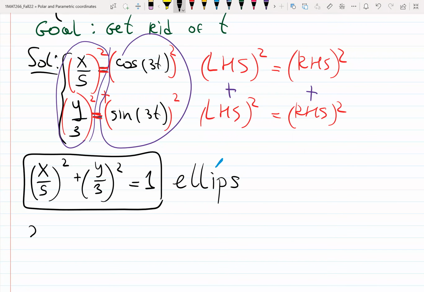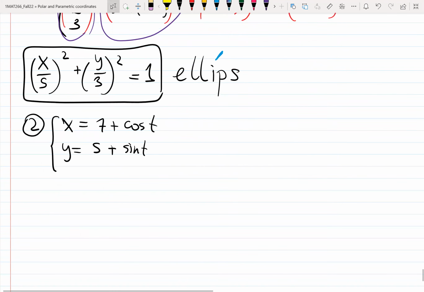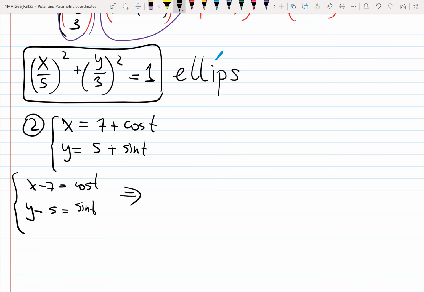It's like example 2, it's in your review. Example 2 is something like x equals 7 plus cosine t, and y equals 5 plus sine t. Same thing. Isolate cosine and sine: x minus 7 equals cosine t, y minus 5 equals sine t. The answer follows right away from here. Square each side, add together: x minus 7 squared plus y minus 5 squared equals 1, because cosine squared plus sine squared gives you 1.